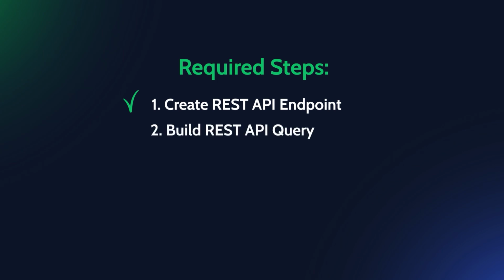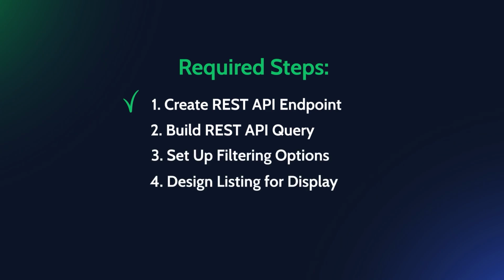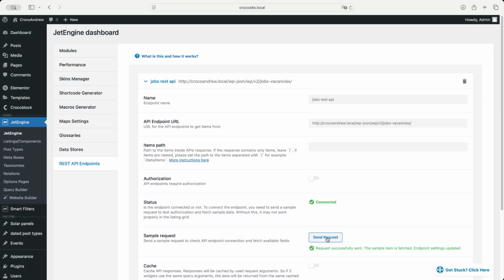First, we'll create a REST API query with query clauses for each filtering variable. Then we'll set up the filters themselves. And finally, we'll build the listing, which we will later embed on the page along with the filters. And although you might be familiar with these processes, they require a few non-standard tweaks when working with REST APIs.